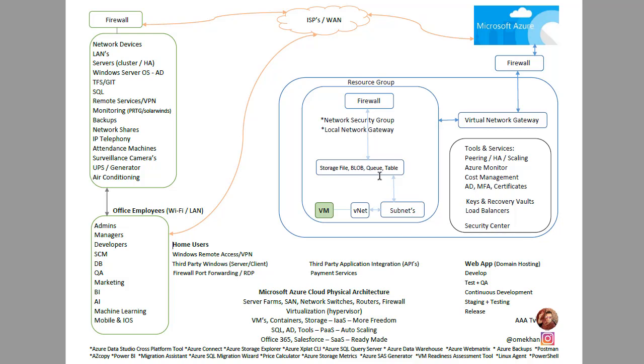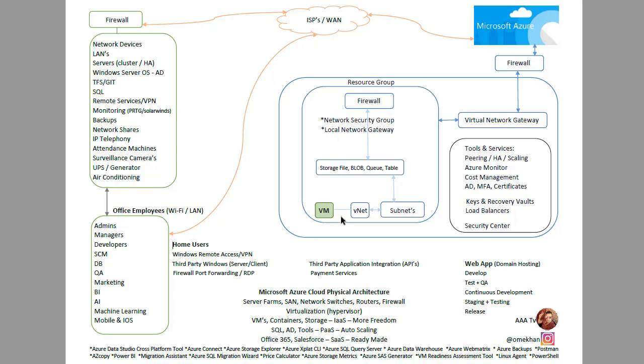You have queues, which are good for your FIFO or LIFO methods. You have different types of service buses as well, or you can have table, or Cosmos DB, which will grow if you think your DB will grow very quickly. But in this case, we are using SQL, blob, and file shares.